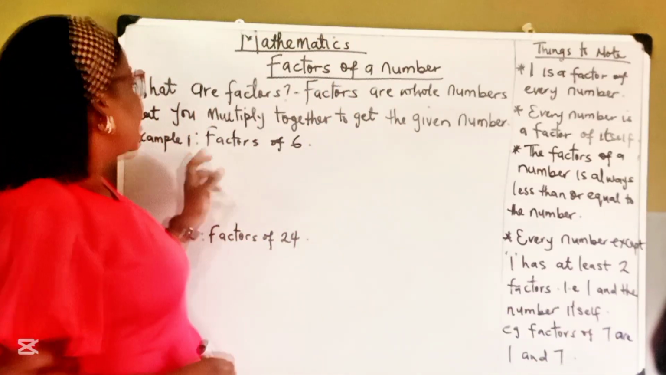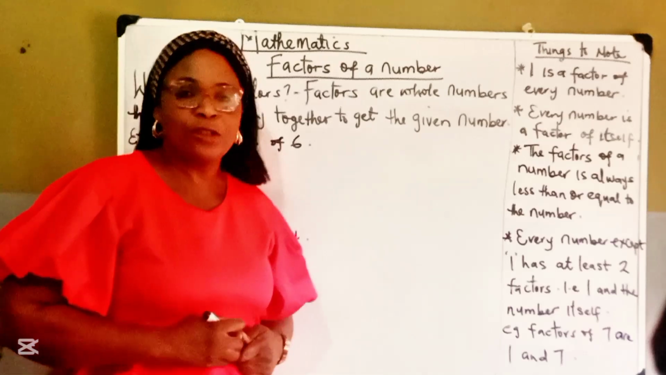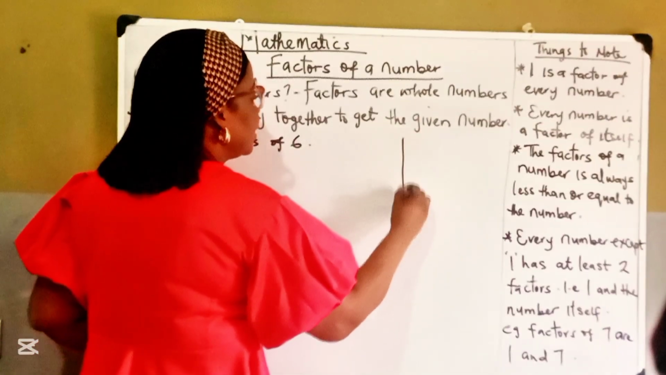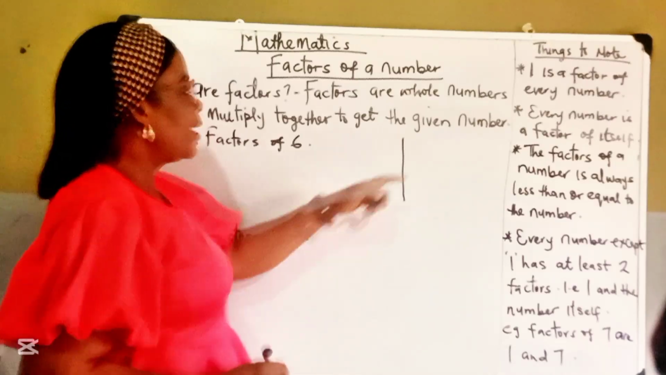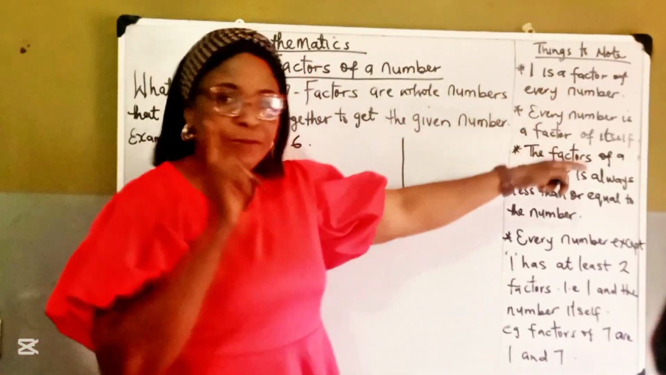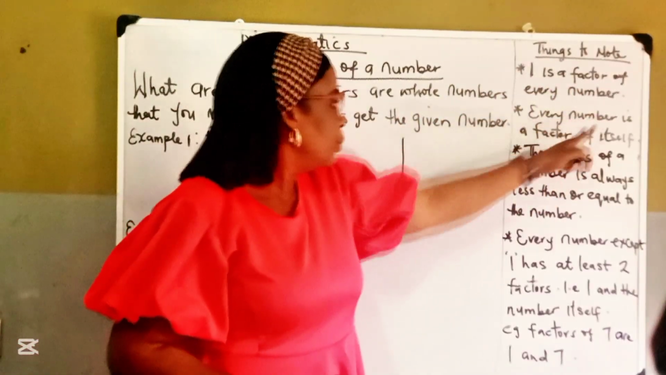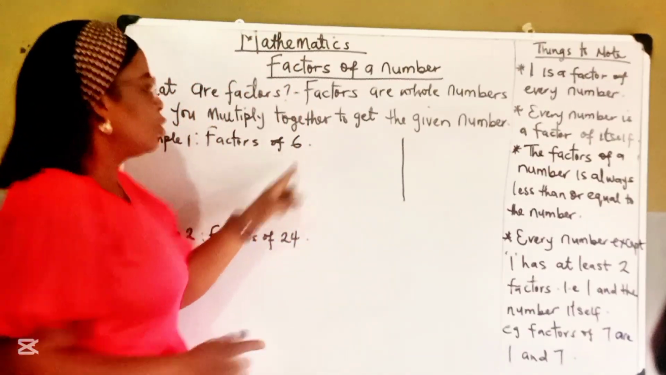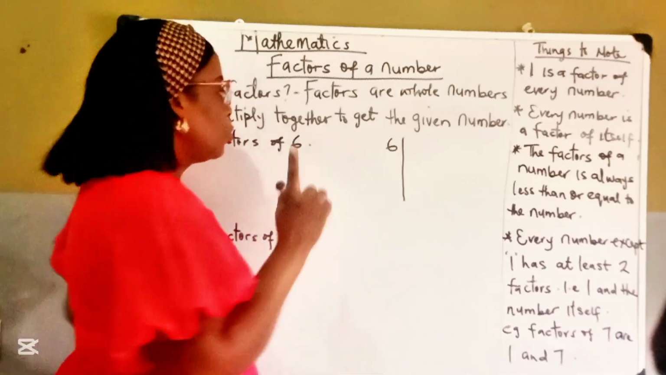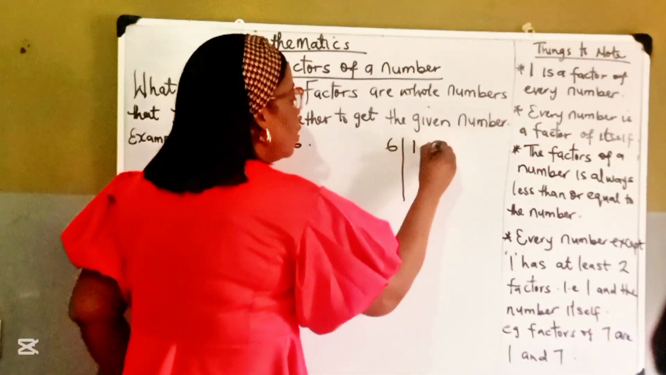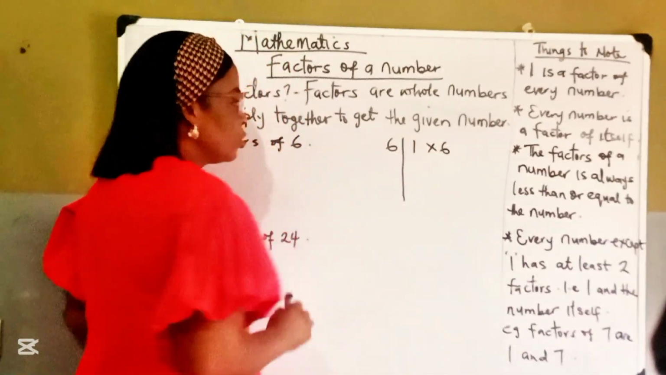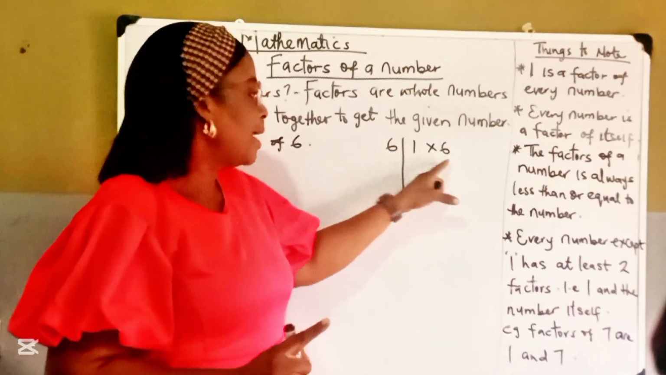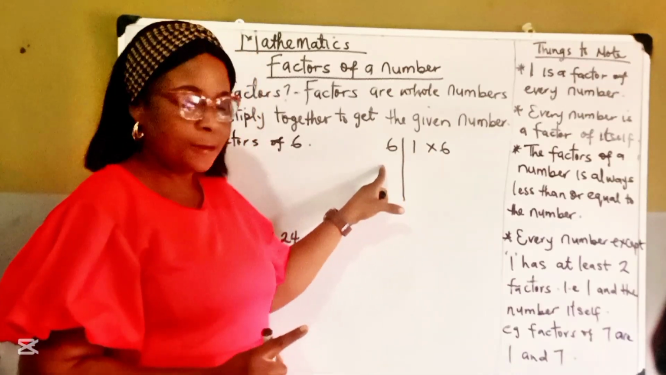All right. Example, let us look at the factors of 6. Before we start, make our line like this. Remember I told you that 1 is a factor of every number, and every number is a factor of itself. So we are looking at factors of 6. We have to start with 1. 1 times 6 is equal to 6. You have to start with 1. 1 times 6 gives you 6.